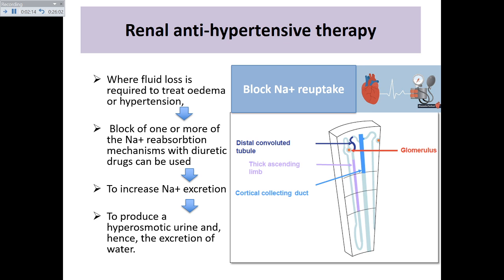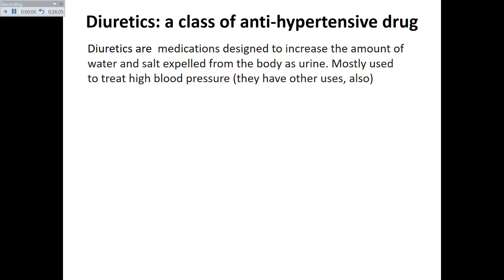So Na and water go out and increase urine output. Diuretic, why are they called diuretic? Because they cause diuresis. This is a class of antihypertensive drug. Of course, we have several classes of antihypertensive drug. They are not all working in the same manner, but diuretic is very important because diuresis increases urine output.